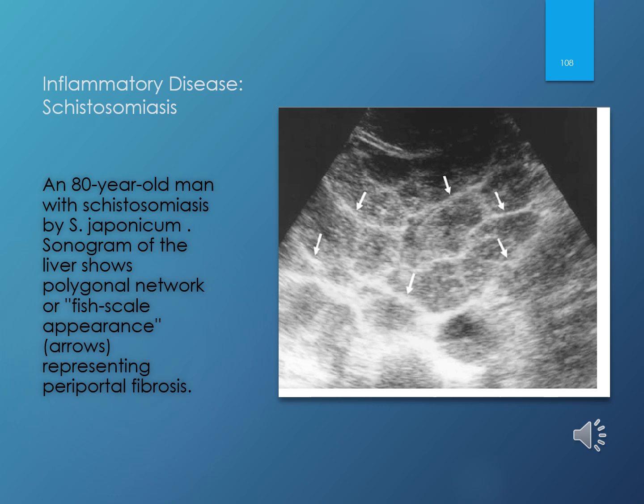In this ultrasound image, all that echogenic, very hyperechoic, all those lines represent that periportal fibrosis. So typically fibrosis, or fibrous tissue, is going to be hyperechoic, more echogenic throughout the entire body. This ultrasound of schistosomiasis has this fish scale appearance.